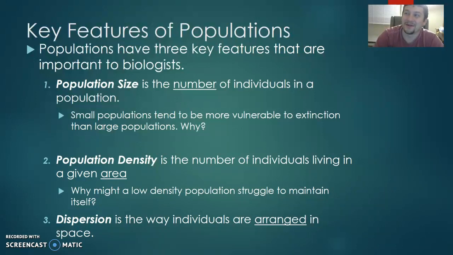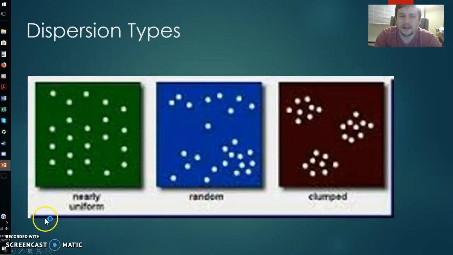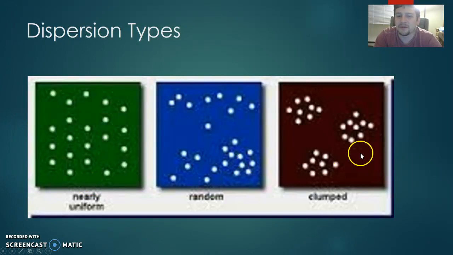The last characteristic is dispersion. Dispersion is how individuals are arranged within space, and these can vary depending on what kind of strategy these animals or living things are following. There are three types of dispersion, and in your notes there should be little boxes that you can draw this in. Uniform is the one on the left-hand side, random is the middle, and clumped is on the right.